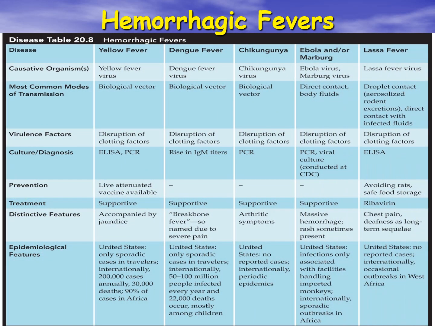And this table out of chapter 20 just compares these different hemorrhagic fevers. I didn't talk about this one because it has not been reported in the United States, even though we have seen cases around the world with chikungunya virus. That's very difficult to say. Another reason I didn't talk about it.